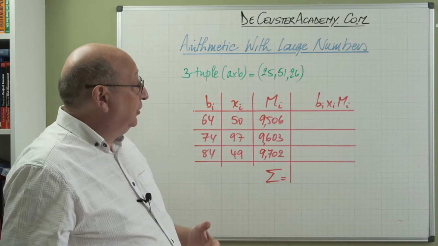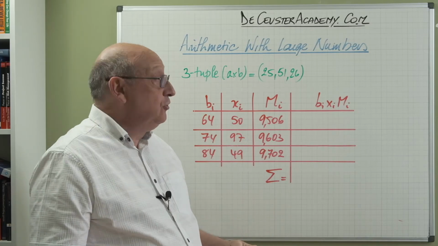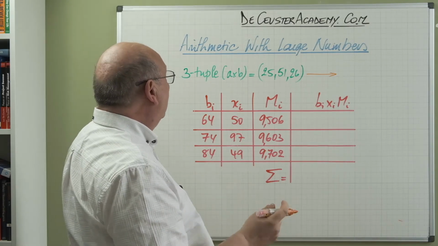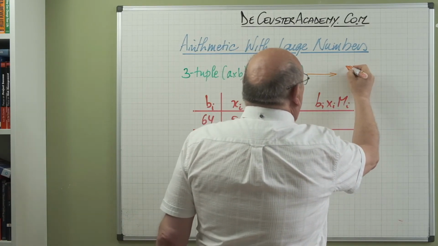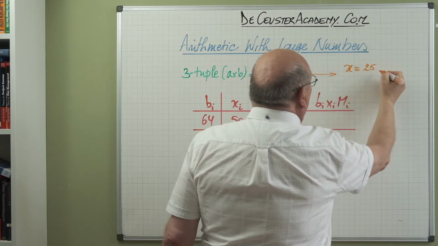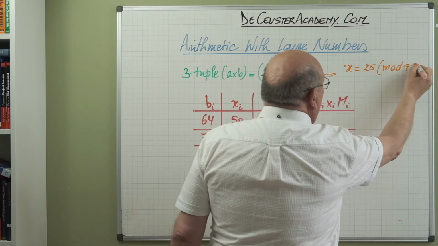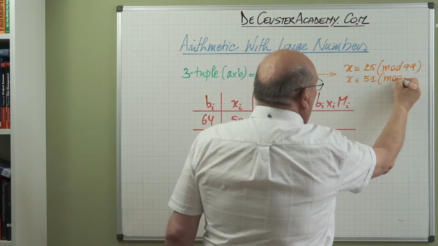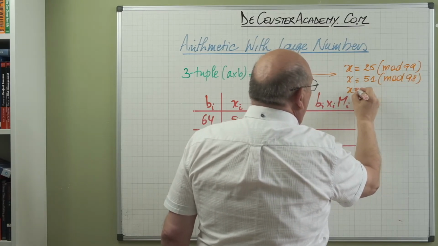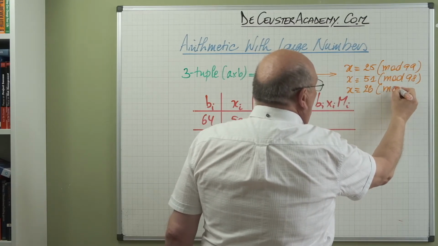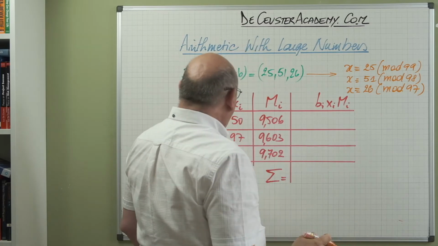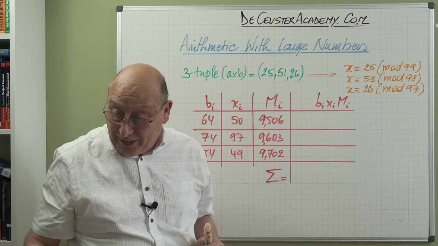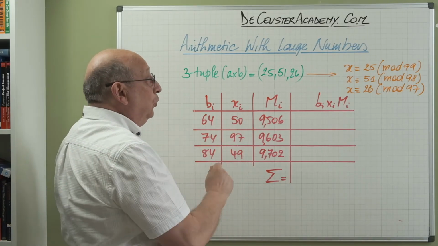Based on this, we can create the three linear congruences that are part of the system that we have to resolve. First of all, x is congruent with 25 modulus 99. x is congruent with 51 modulus 98. And the last one, x is congruent with 26 modulus 97. So basically what we have to do is change the coefficients from the previous equation with those new numbers.